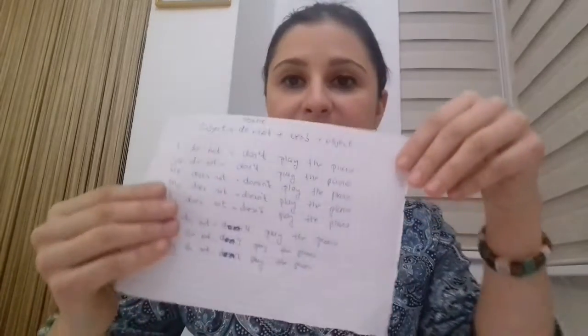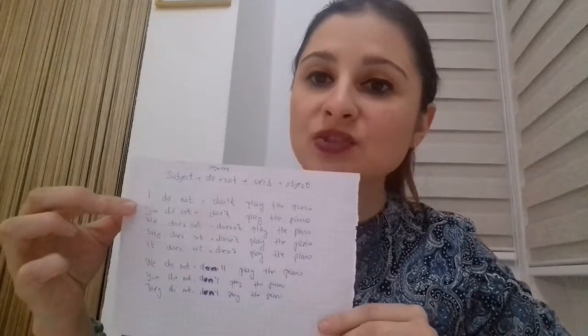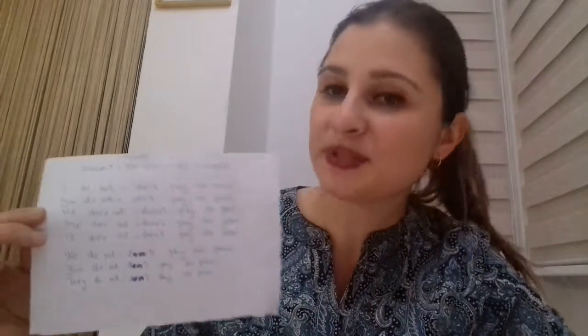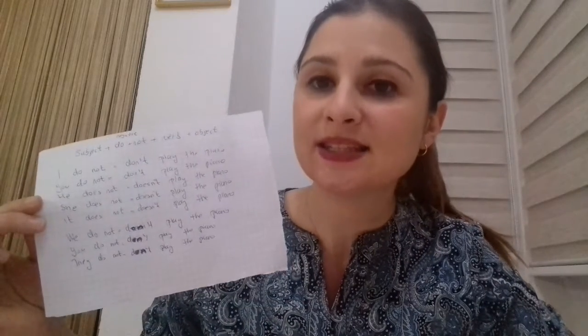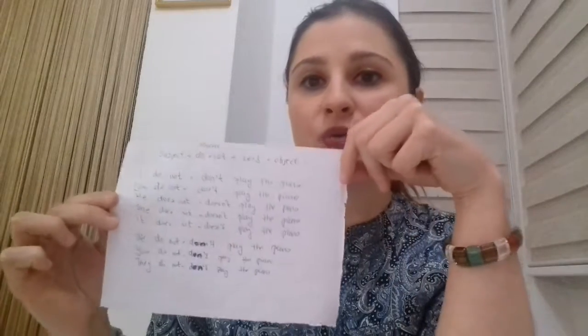How do we form negative? Negative, we form subject plus do not plus verb plus object. I do not, or we can also say I don't play the piano. You don't play the piano. He, she, it doesn't or does not play the piano. We do not, you do not, they do not or don't play the piano. This is negative form.